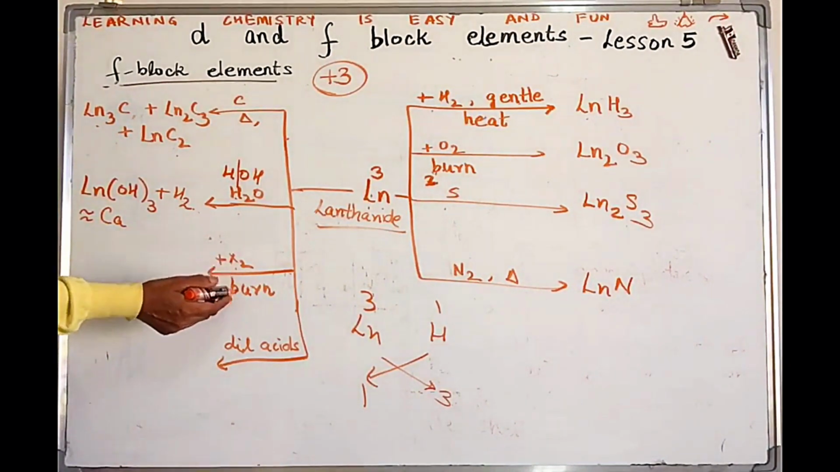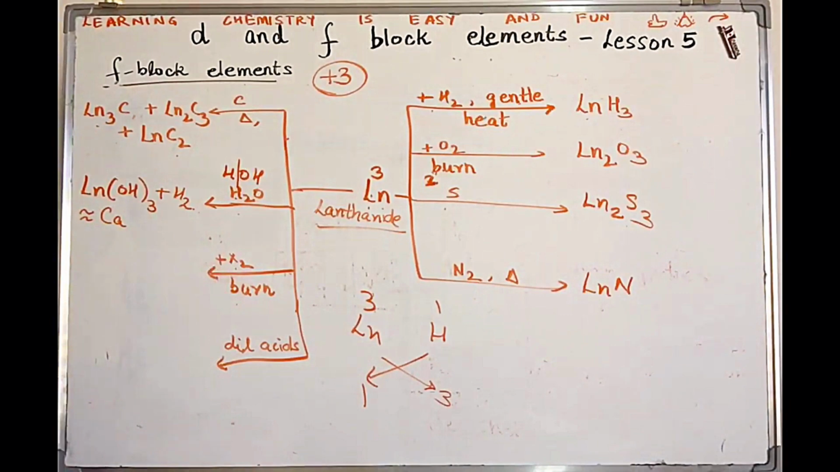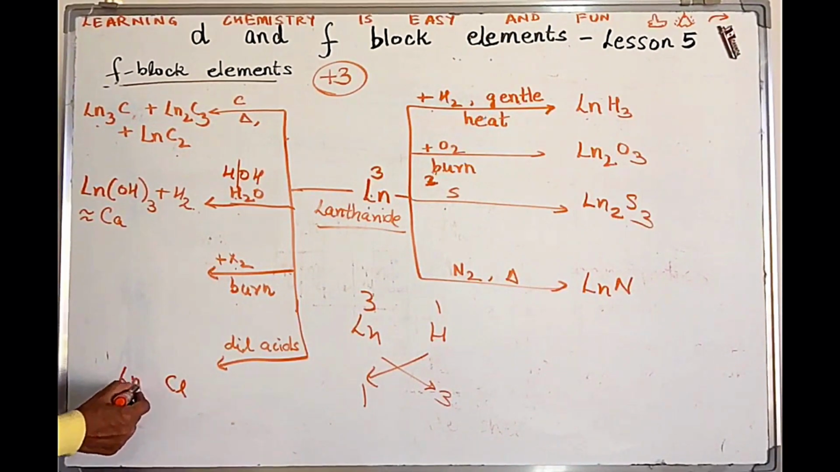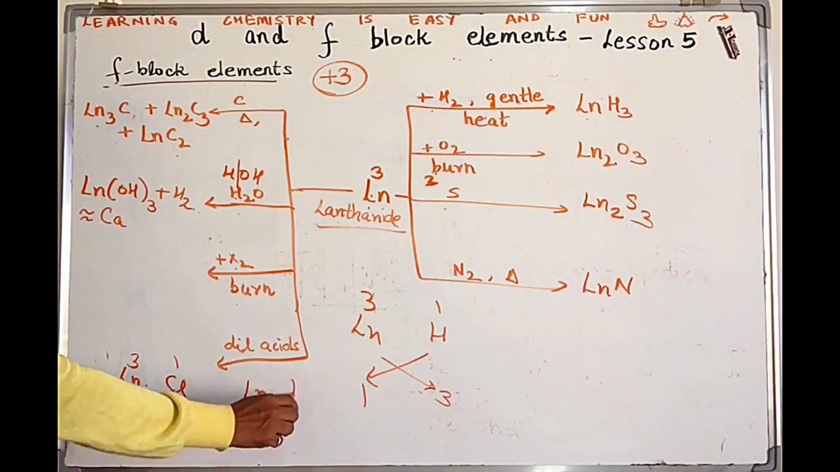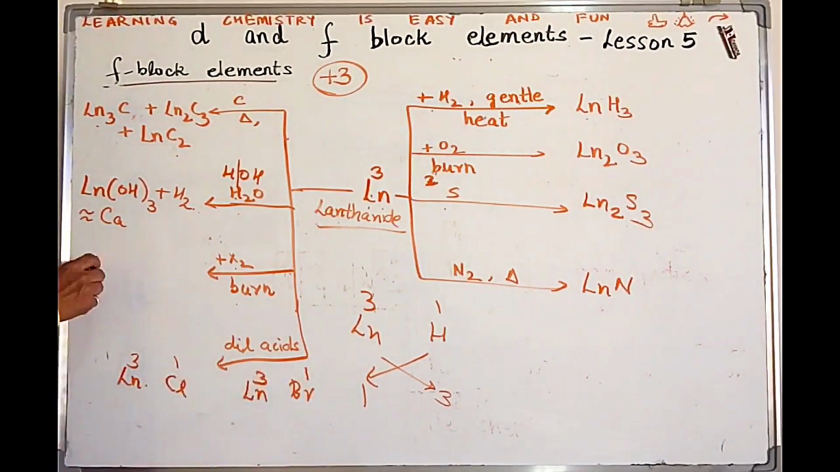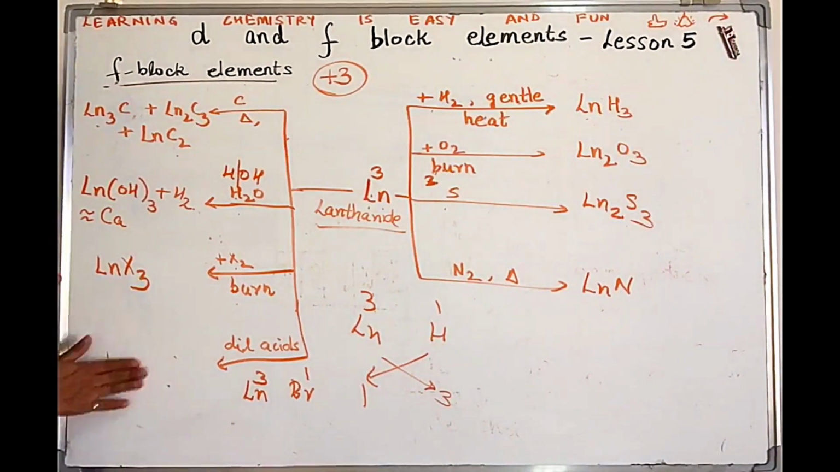With halogens, when the lanthanides are burned in halogens, again, what is the valency of halogen? I am talking about Cl. So if I have any lanthanide with Cl, chloride valency 1, lanthanide 3. If instead of chlorine we take bromine, LnBr3, valency 1, valency 3. So what is the general formula of lanthanide halides? LnX3.